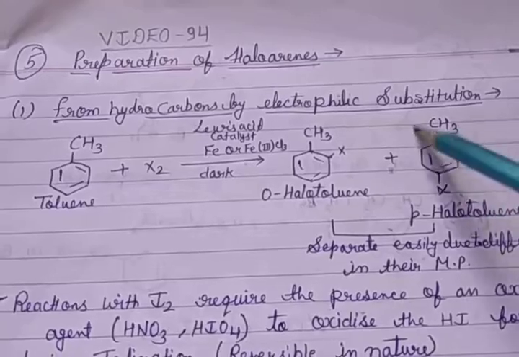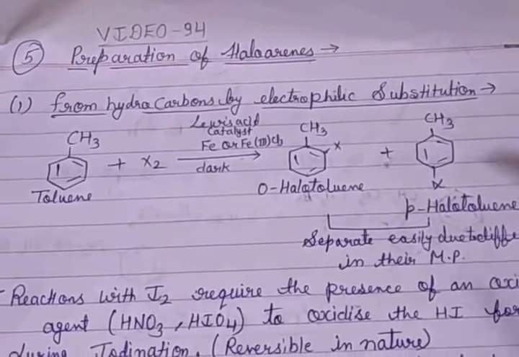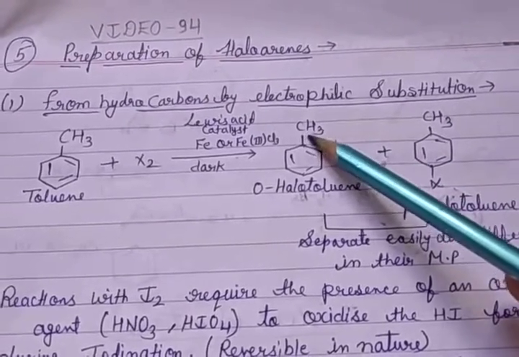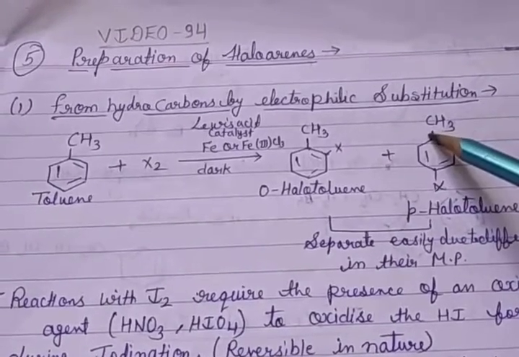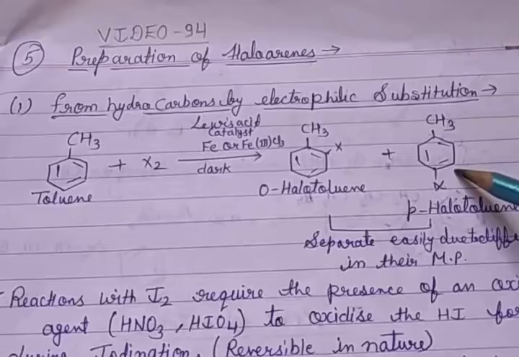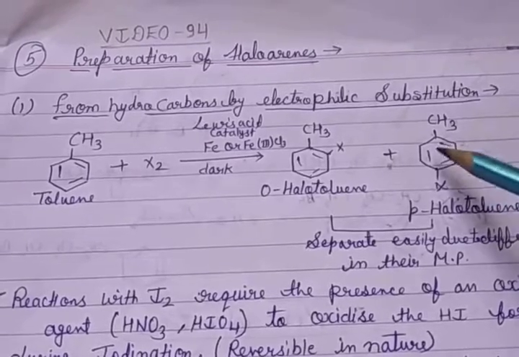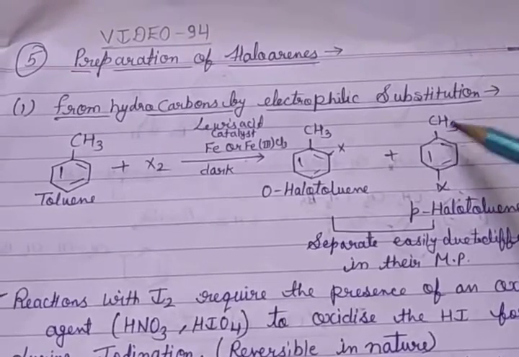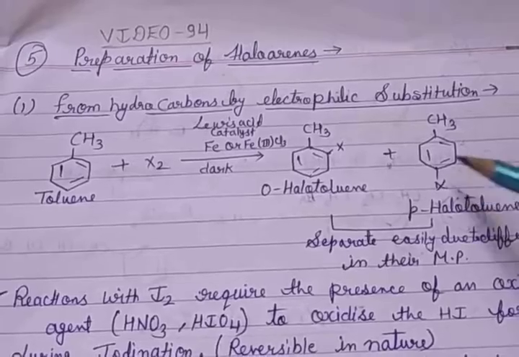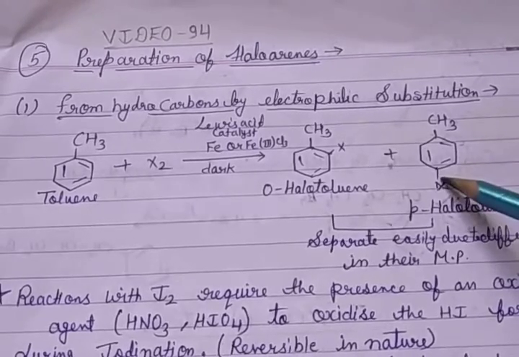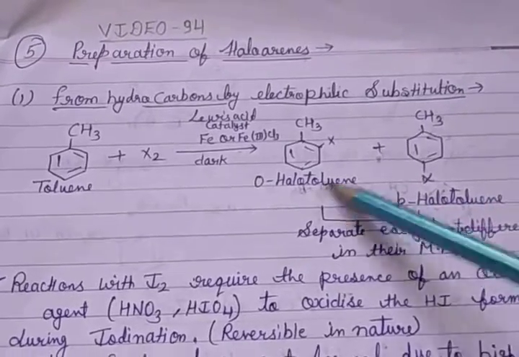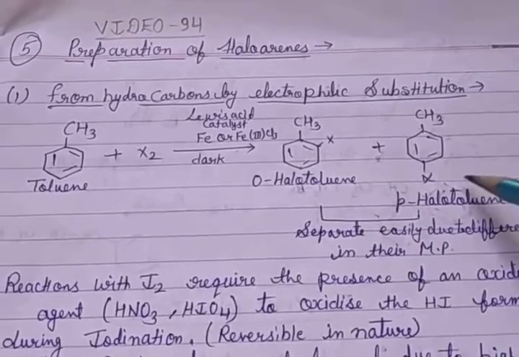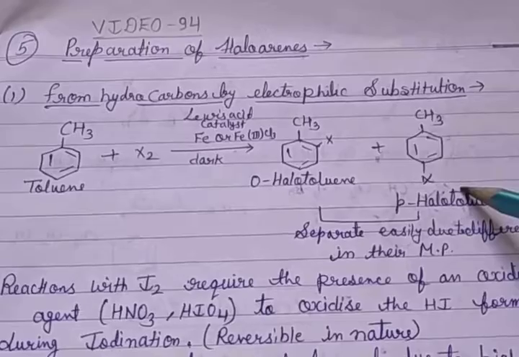And here this is the main group, CH3, and the first position is ortho. So first, second, and third: from the group, the third position is para. First ortho, second meta, and third para. So its name is para-halotoluene, and the isomers are separated easily due to the difference in their melting points.